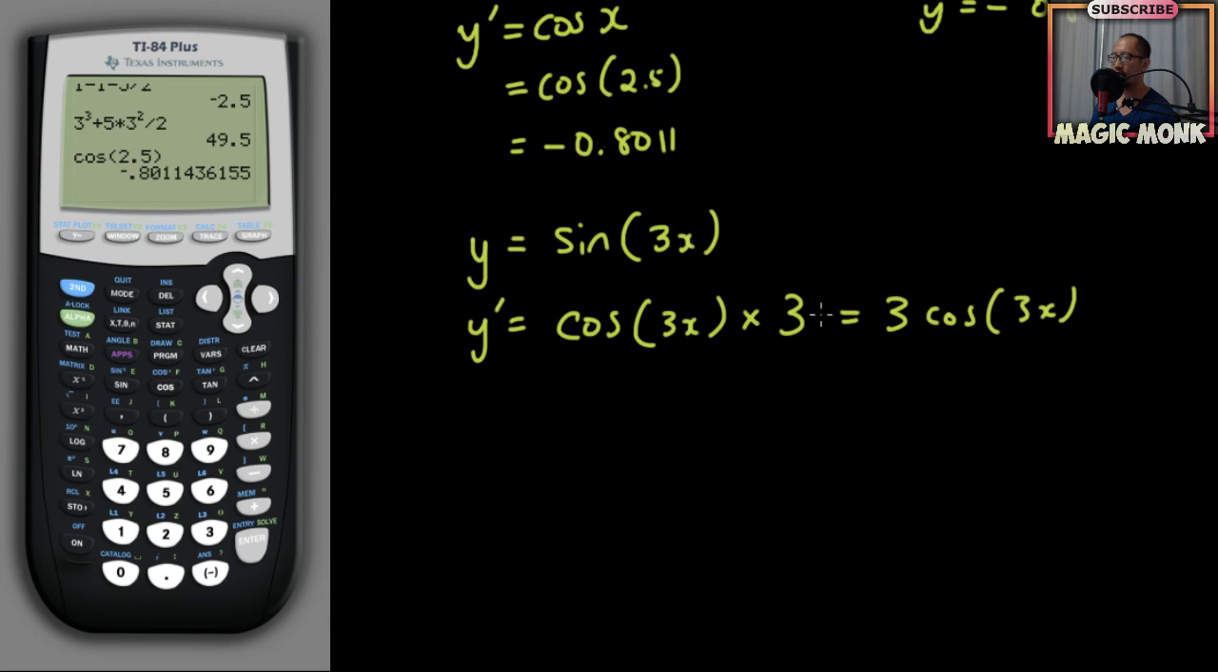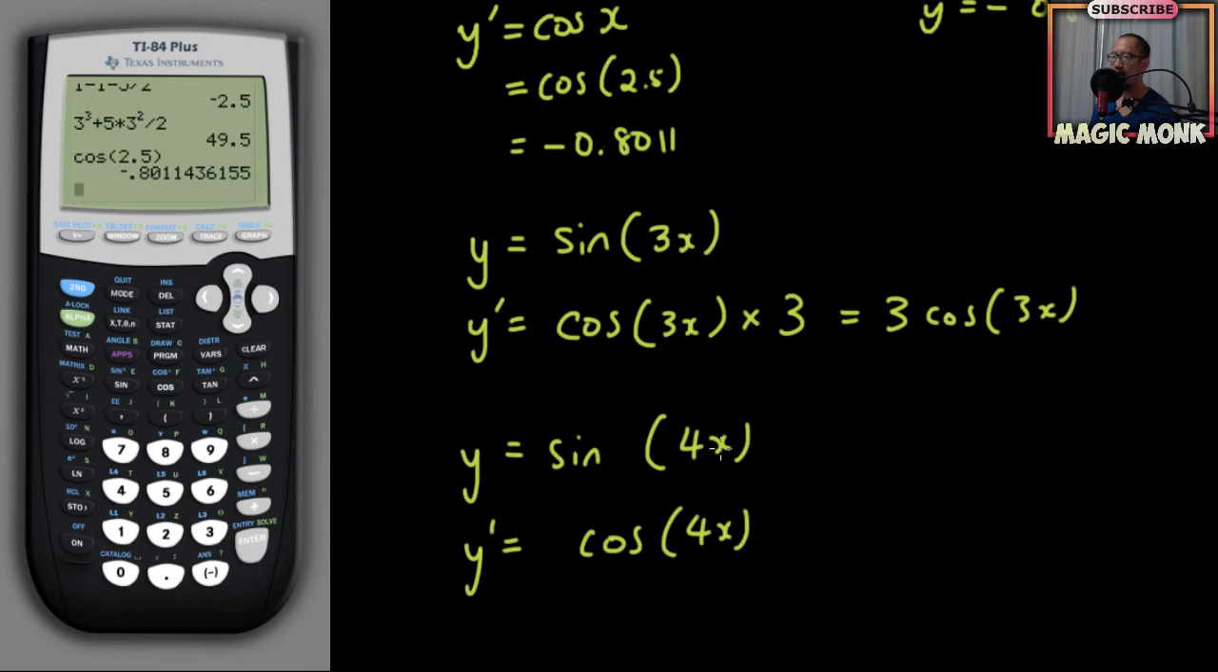Just in case you didn't understand, if I give you another one, y equals sine 4x, you differentiate the outside, so you get cosine 4x, and then you differentiate the inside, so 4x differentiates into 4, and you multiply by that, the derivative of the inside. So what do you get? You get 4 cos 4x.